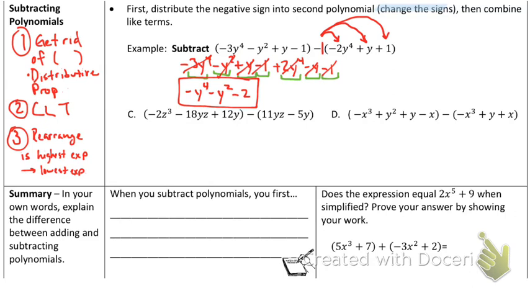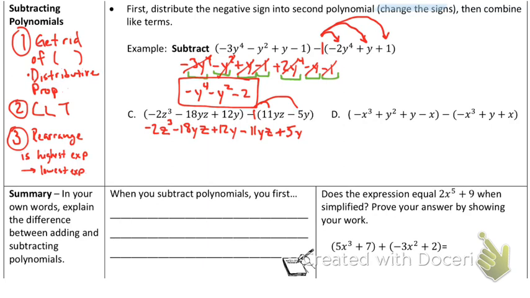So first step, we're going to get rid of parentheses. This first guy in example C, we do not have to distribute, so I'm simply going to rewrite it. So we have negative 2z to the third minus 18yz plus 12y. Here we're going to have to distribute this negative, or remember it's really a negative 1. I'm going to distribute it in, and if I do that I get negative 11yz, and actually sorry, negative 1 times negative 5 is positive 5y.